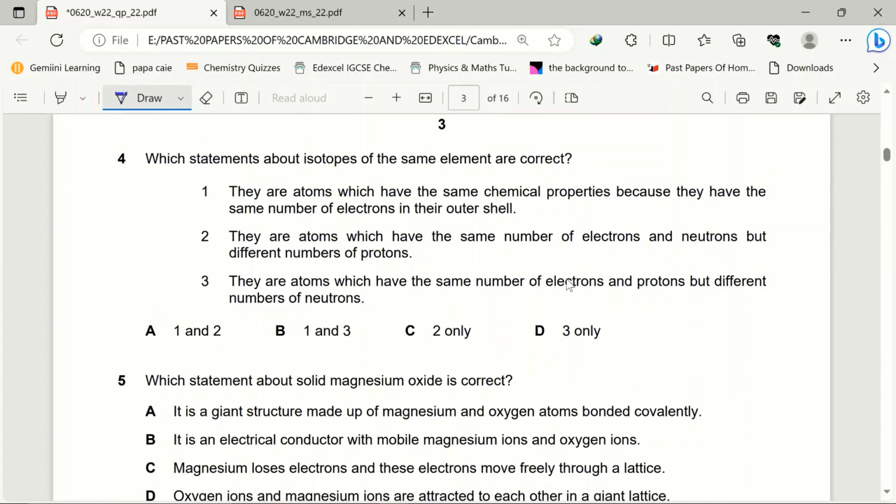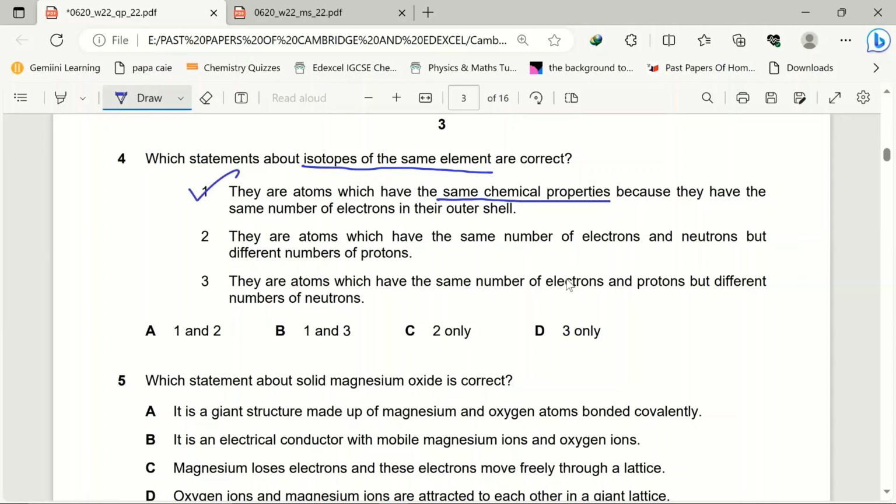Look at number 4. Which statements about isotopes of the same element are correct? Isotopes of the same element, this is a very easy question. They are atoms which have the same chemical properties. Yeah, this is true, same chemical properties, as they have the same electronic configuration, or the same number of electrons in their outer shell. This is an absolutely true statement.